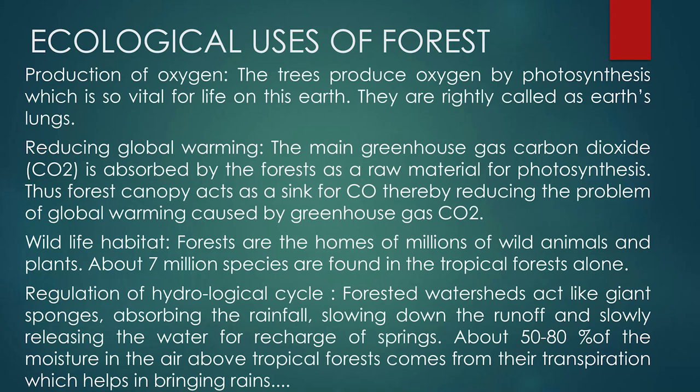About 50 to 80% of the moisture in the air above tropical forest comes from transpiration, which helps in bringing rains. So, cycle of rainfall. Rainfall is created by forest. That's what we want to say. Rain should be there at frequent intervals to balance the heat in the environment. For that, we need forests. So, this is one of the ecological uses.